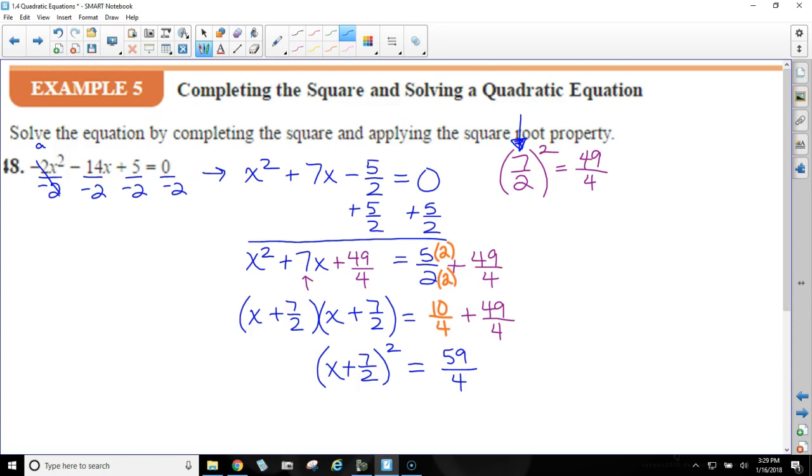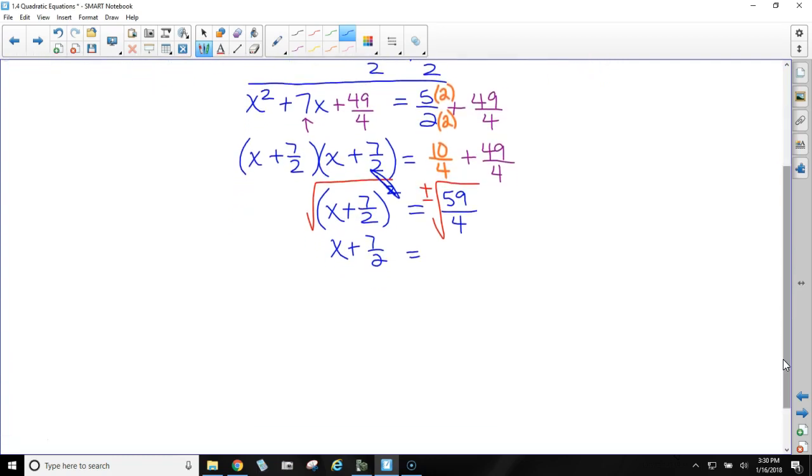I know this looks kind of strange, but what we have is a quantity squared equals just a number, 59/4. We have something squared equals a number. That means we are ready now to do our square root property. So I'm going to take the square root of the left-hand side and the square root of the right-hand side, not forgetting the plus or minus symbol. What that leaves me with on the left-hand side is just x plus 7/2. On the right-hand side, we have positive and negative square root of 59 over square root of 4.